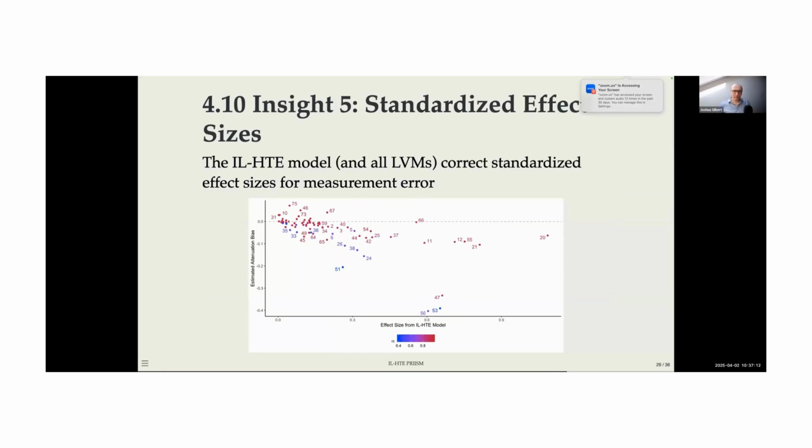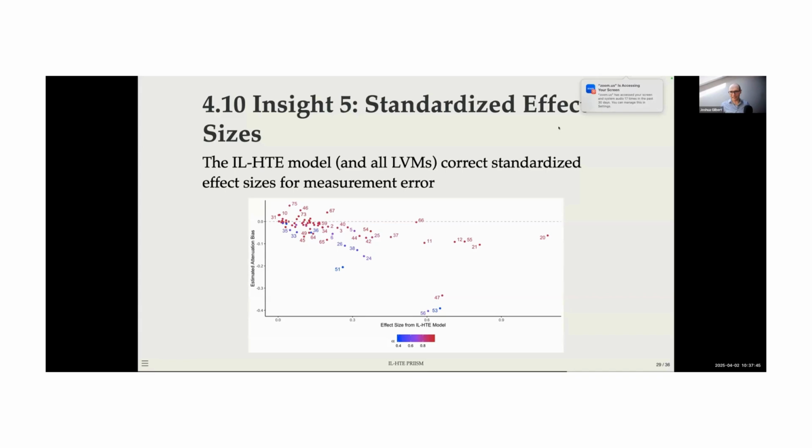Okay, last, and I normally would say not least, but this probably is least because this actually isn't unique to this model about item level heterogeneous treatment effects. This is true of all latent variable models. This model and all latent variable models disattenuate standardized effect sizes for measurement error. Now, you may have learned in a regression class that measurement error in the predictor variable attenuates relationships, but measurement error in the outcome variable just reduces power, but it doesn't cause bias. And that's true unless you're looking at an effect size.